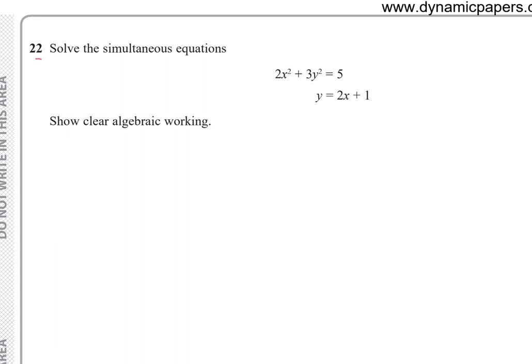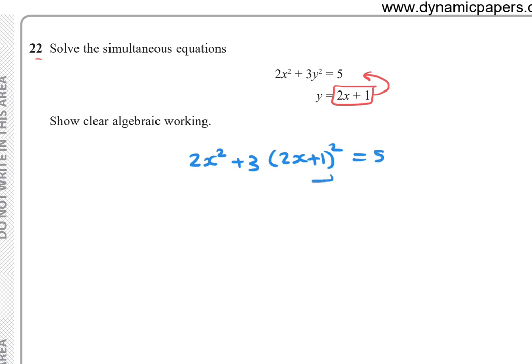22. Solve the simultaneous equations 2x squared plus 3y squared equals 5 and y equals 2x plus 1. Start from the linear, substitute in the quadratic. We have y equals 2x plus 1, so substitute in the quadratic. So 2x squared plus 3(2x plus 1) all squared equals 5.